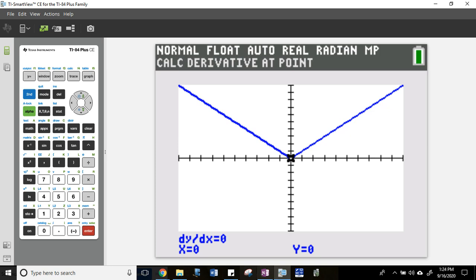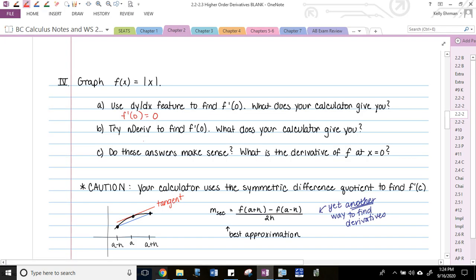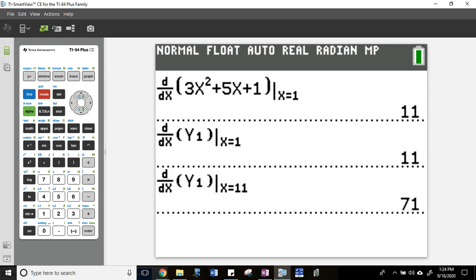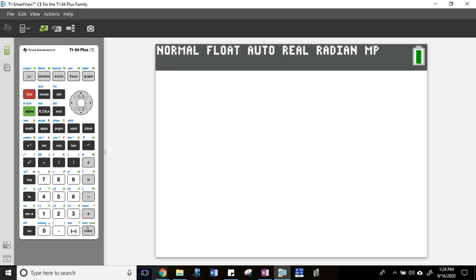What if I do this on the home screen? So what if I use nderiv? So what if I quit to my home screen and find the derivative of the equation I have in y1 at, what did we say, 0?